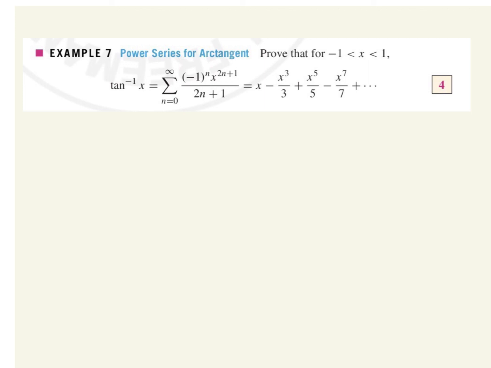So we're going to recall a couple of things right now. I'm going to recall the fact that the derivative of tan inverse is equal to 1 over 1 plus x squared. And I'm going to recall the geometric series, just to have it if we need it: 1 over 1 minus x is equal to the power series of x to the n.